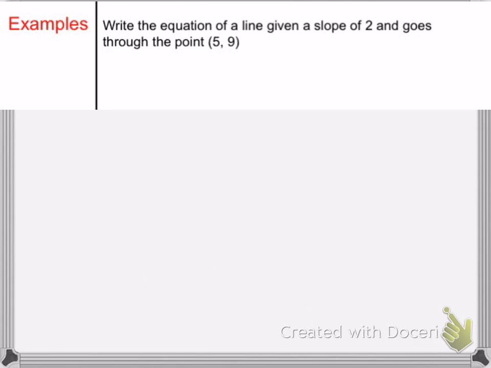Alright, the first example I want you to put in your notes is to write the equation of a line, given that the slope is 2 and the line goes through the point (5, 9). As I always told you, the first step is to write out the equation y = mx + b. That's exactly what we're going to do.